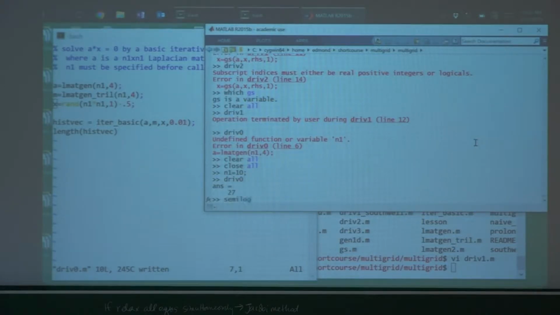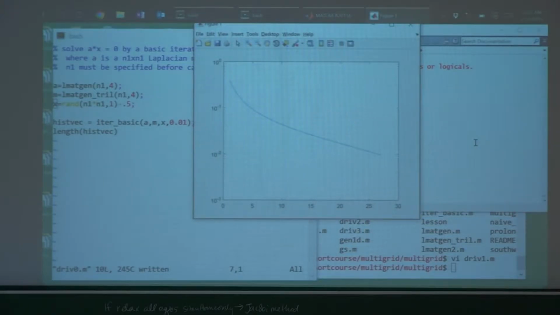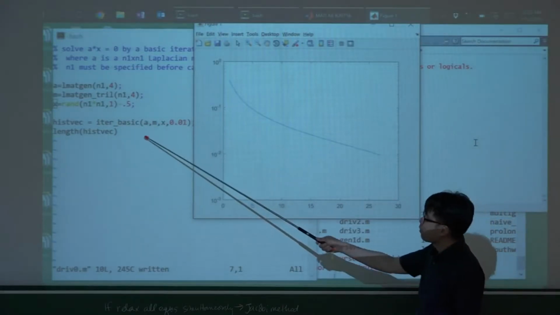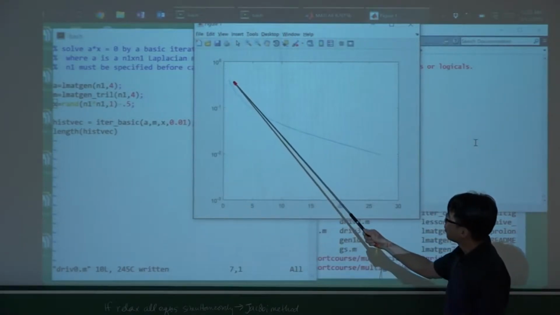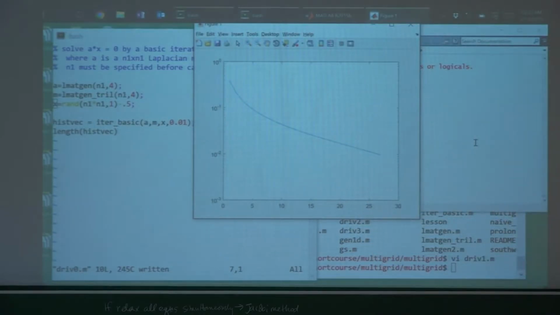And if we plot the history vector on a log scale, it looks like this. You can see that we're plotting a norm of the error. I haven't shown you this code, but this is the norm of the error. It seems to be going down, and then it's slowing down. And we require 27 iterations to converge.